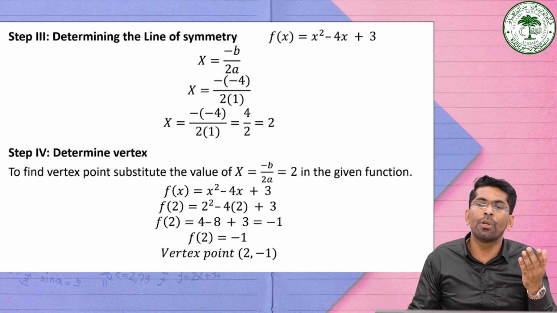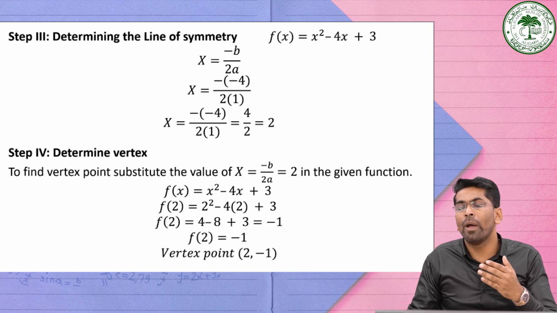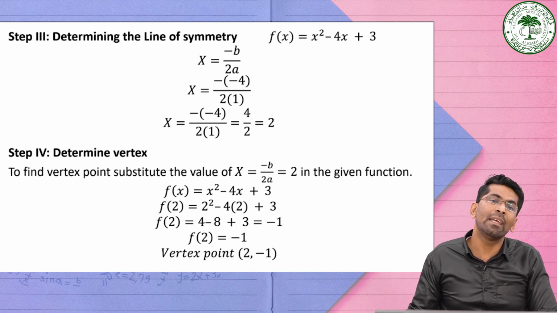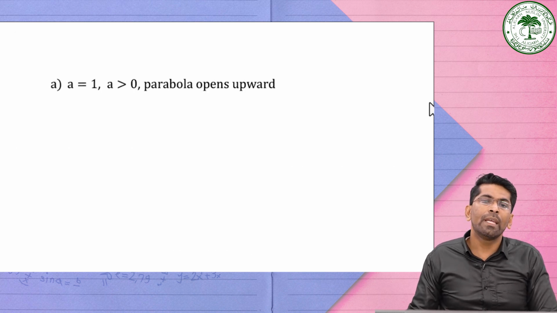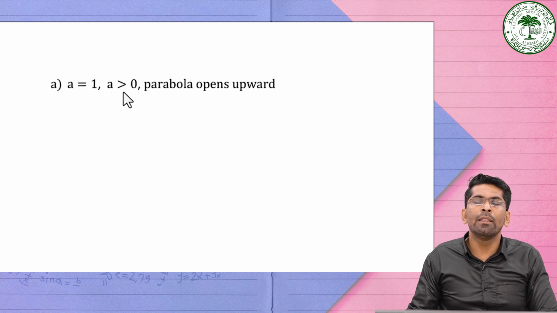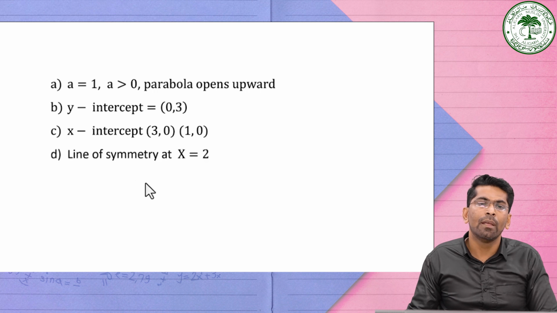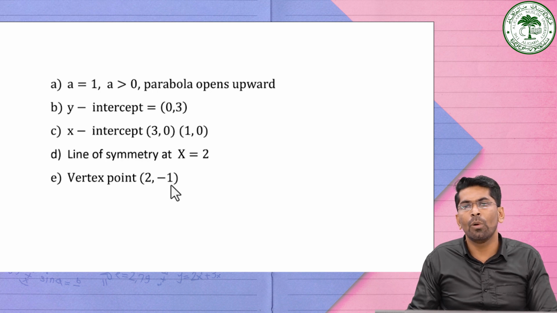Now we can proceed to draw the axis and tick all the points, and finally we can draw the parabola by connecting all the points and label the graph. Let us recall the various points we calculated. For our given equation, a is equal to 1, therefore a is greater than 0, so the parabola opens upward. The y-intercept is 0, 3. The x-intercepts are 3, 0 and 1, 0. The line of symmetry is x is equal to 2. At x is equal to 2, the vertex point is equal to minus 1.